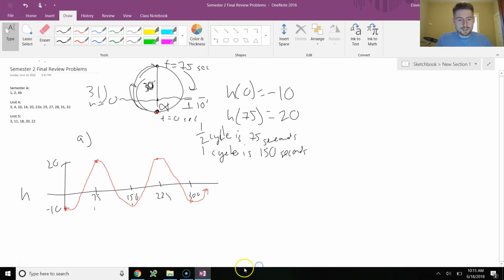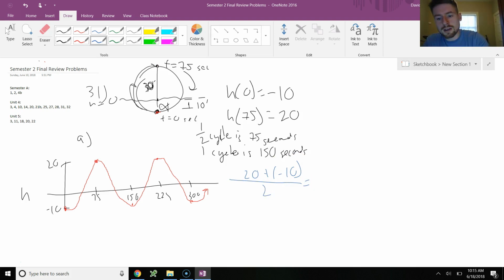The next part of this question is to come up with an equation. So for the equation of our fish, we would find the mid value. If we take the average of 20 and -10, 20 plus -10, and divide it by 2, our mid value is going to be 10 over 2, which is equal to 5. So the midline is at h equals 5. And we can see that if we start at 5 and go up 15, we're going to go up to 20. And if we go from 5 down to -10, we're going to go down 15.